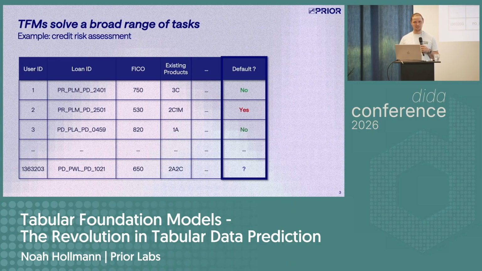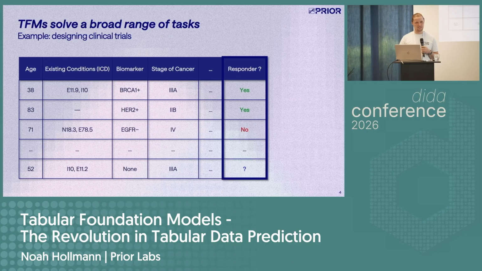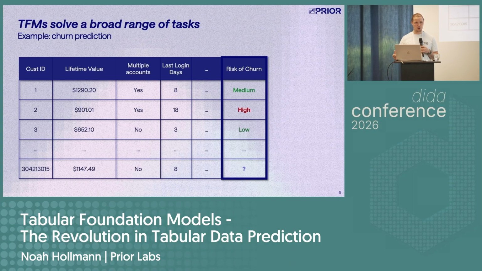A few more examples of what this would do. In credit risk assessment, for example, we're trying to predict from historical data if a business loan would default or not. We have different features recorded, we have the target, default or not, and then for a new data point, we would like to make the prediction. The same goes for designing clinical trials, predicting if there's a responder or not based on biomarkers and whatnot. Same for churn prediction, predicting if a customer would leave the product that you've built.